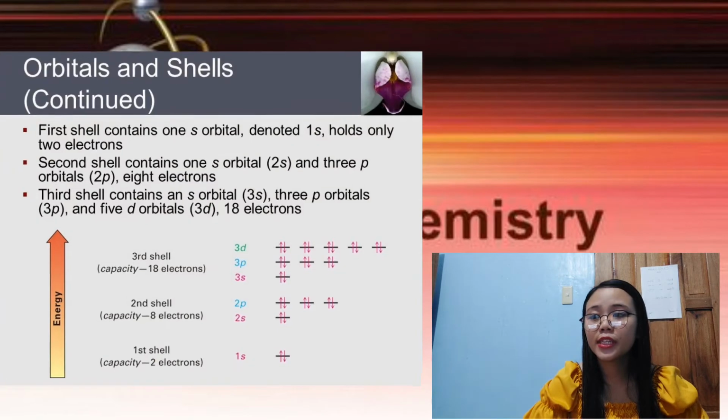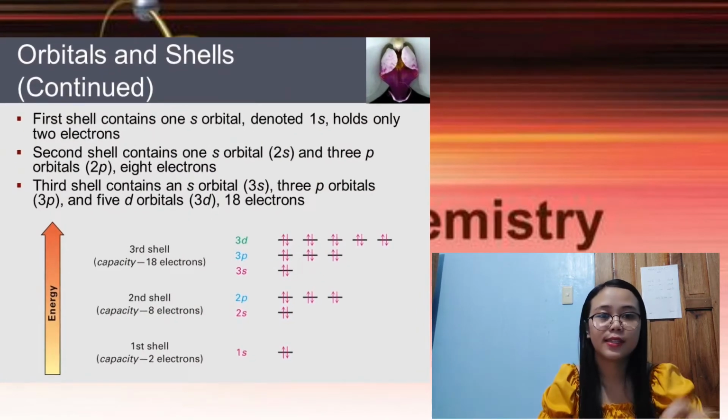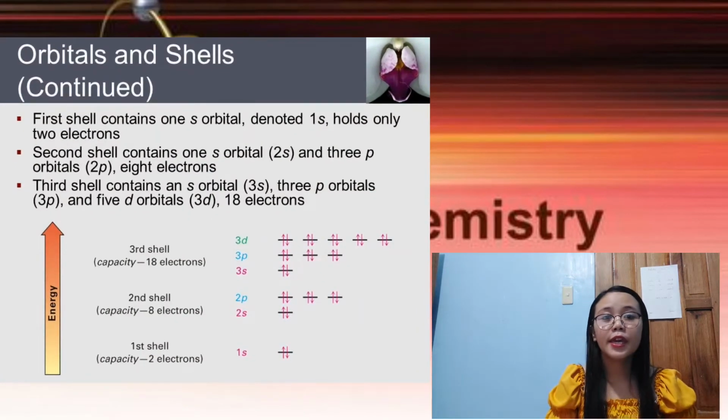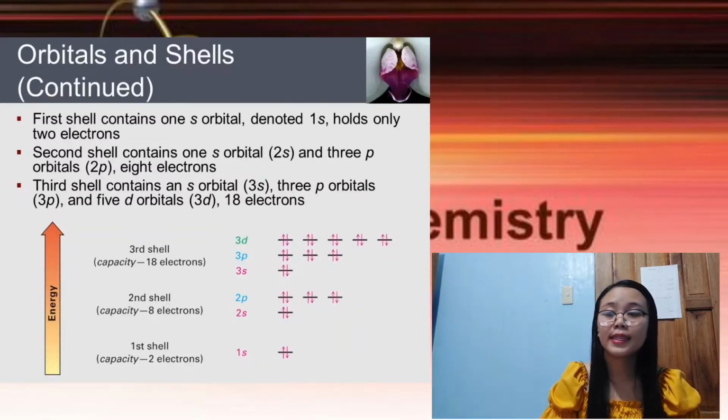So now let's proceed to orbitals and shells. Okay, the first shell contains the 1s orbital. It's denoted 1s, which means it holds only 2 electrons. The second shell contains the 2s orbital and 3 2p orbitals, which hold 8 electrons. And the third shell contains a 3s orbital, 3p orbitals, and 5 3d orbitals, which hold 18 electrons.